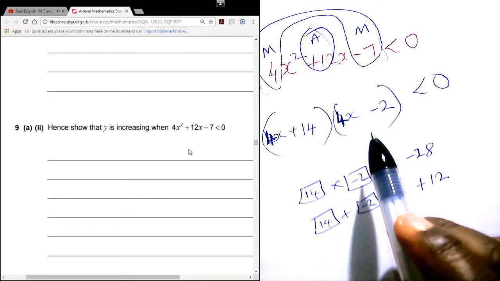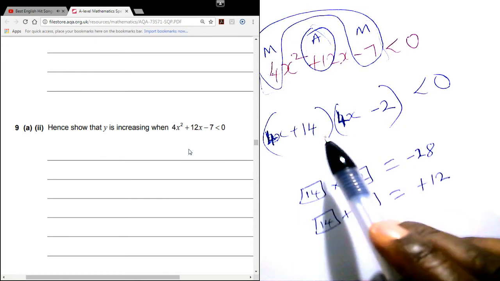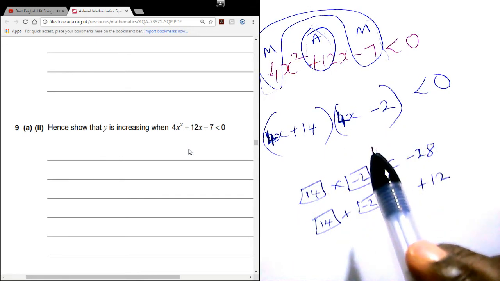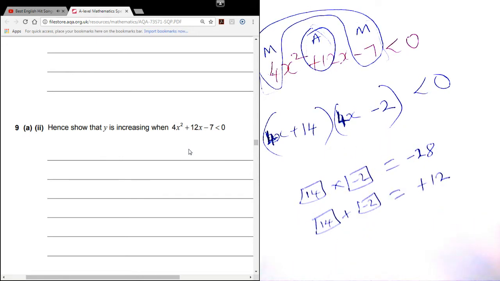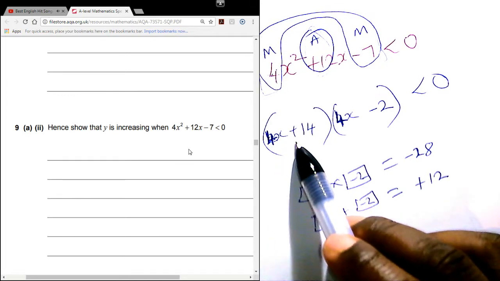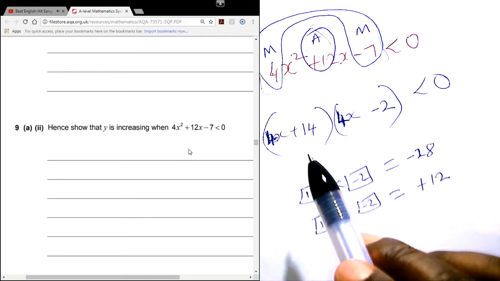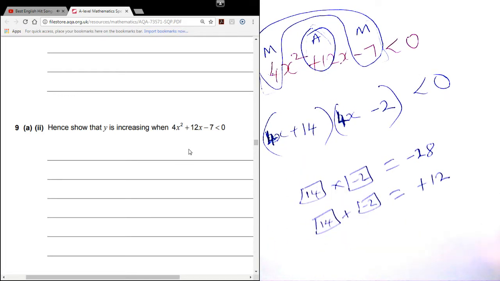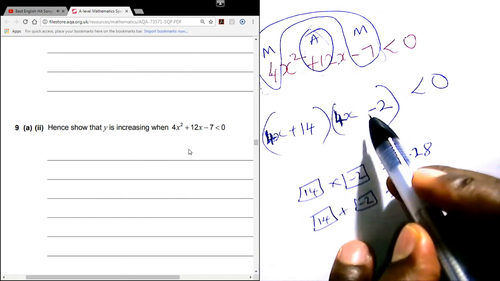Now the next thing is, which of these brackets can we factorize? And remember, the rule here is that whatever goes out of the bracket would never come back. Can this be factorized? Yes, it can. Can that be factorized? Yes, it can. Good. We would factorize whatever can be factorized, and whatever goes out would never come back.